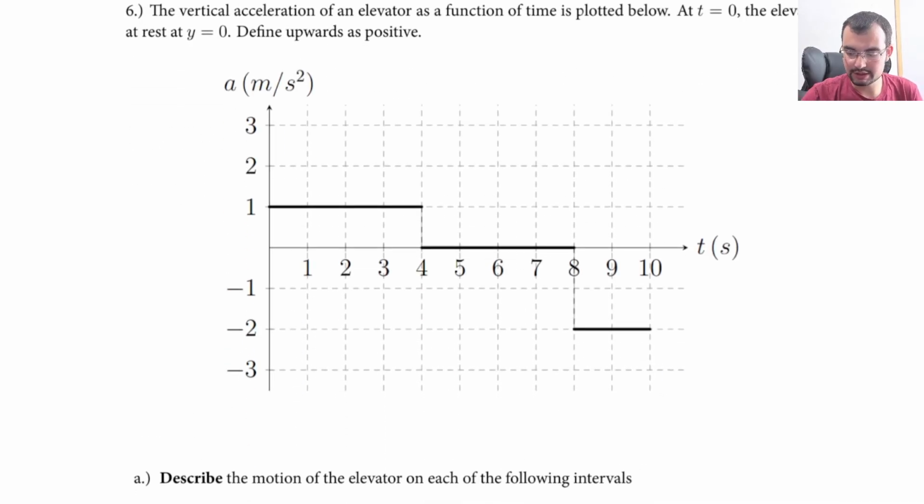So we'll just do an acceleration graph analysis and then get out of here. All right, the vertical acceleration of an elevator as a function of time is shown. The elevator is initially at rest at y equals 0 at its starting time. So let's describe the motion of this. So the elevator is initially just sort of like stopped on the ground.